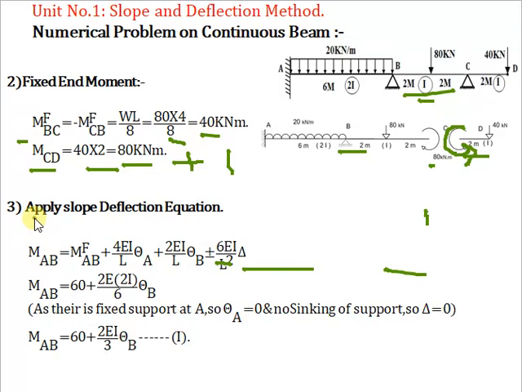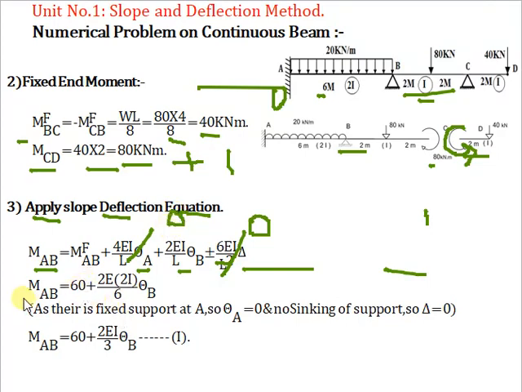Now let us apply the slope deflection equation for each span. Now first one is span AB. So MAB is equal to MFAB plus 4 EI by L into theta A plus 2 EI by L into theta B plus minus 6 EI by L square into delta. Now there is no delta or sinking of a support, so this term will be 0. And A is a fixed support, so theta A will be 0.